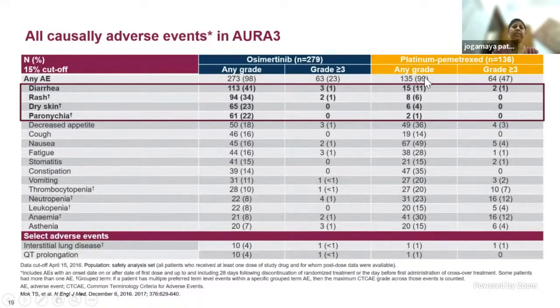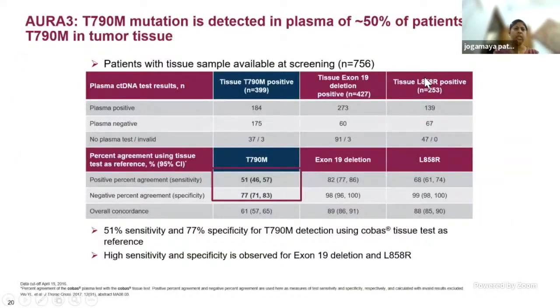But the common chemotherapy-related side effects, nausea, vomiting, cytopenias, and mucositis, were more in the platinum chemotherapy arm. The T790M mutation was detected in the plasma in 50% of the patients. The COBAS test was used as the reference, with 51% sensitivity and 70% specificity for T790M detection, and it was tested in both tissue and ctDNA samples. The results were more or less in agreement that the T790M mutation can be detected in both plasma and tissue.